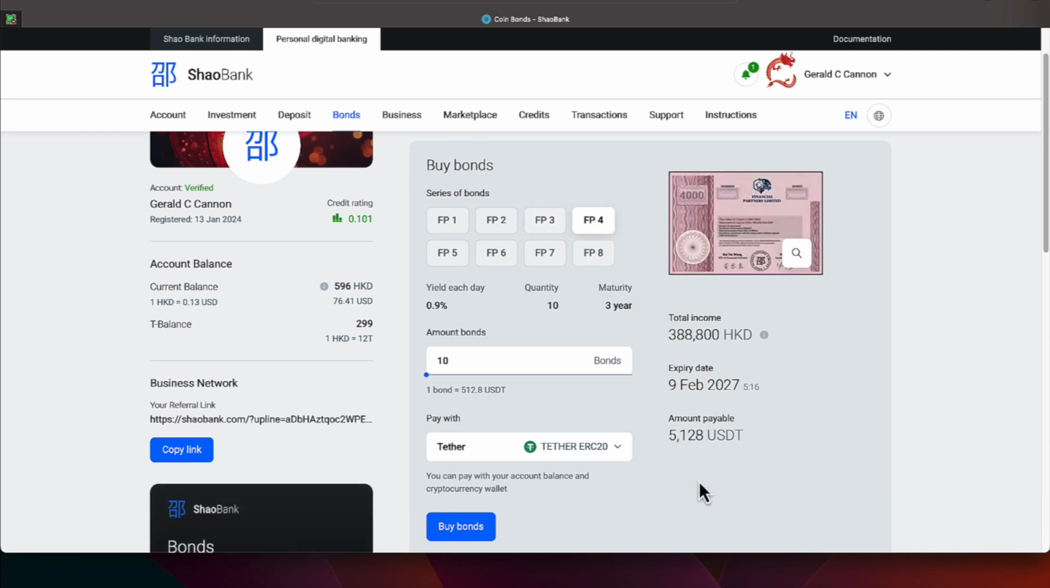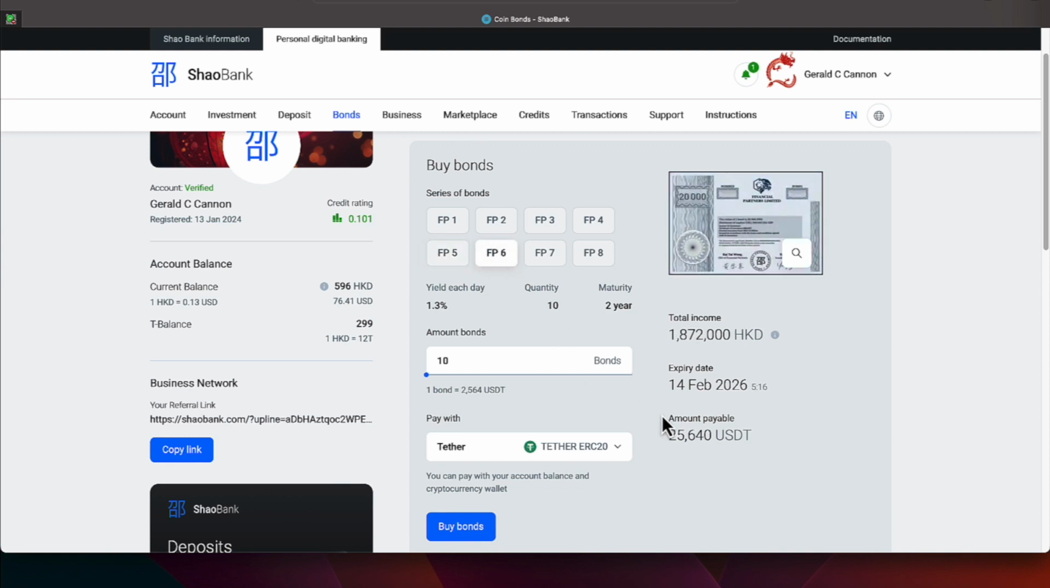This bond is getting a little bit more expensive. It is $5,128, and it has a 0.9% yield, and it has a 3-year maturity rate. Let's talk about the FP5, everyone. That bond's cost is $10,256 USDT, and it does have a total income of $633,600 in Hong Kong dollars. It is paying 1.1% daily, everyone, with a maturity rate of 2 years.